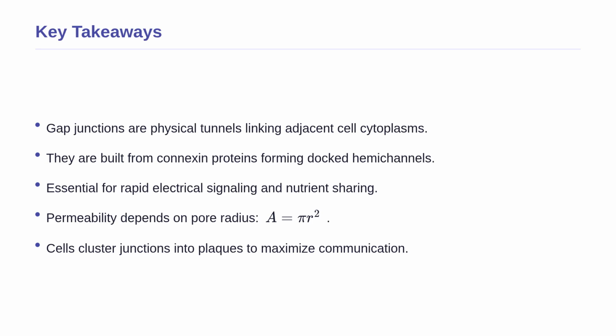We have covered a lot of ground today, so let us summarize the key takeaways. First, gap junctions are vital communication tunnels that directly link the cytoplasm of adjacent cells, allowing them to act as a unified organism. Second, we learned they are built from connexin proteins that form docked hemichannels. Third, we saw how essential they are for rapid electrical signaling in the heart and nutrient sharing in the eye. Finally, we explored the mathematics of their permeability, seeing how the area of a single pore scales up when cells cluster them into massive plaques.